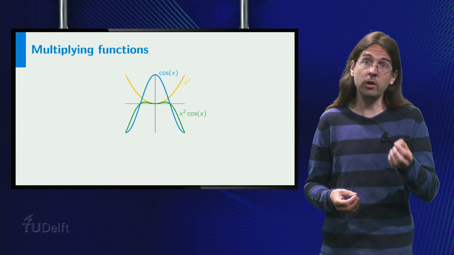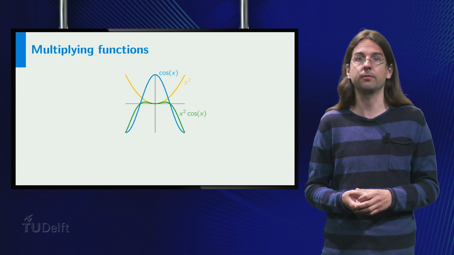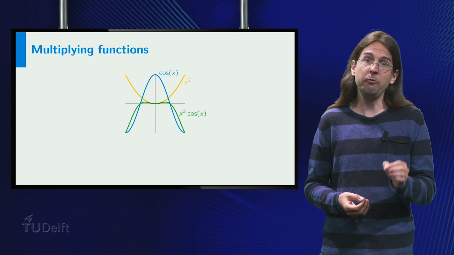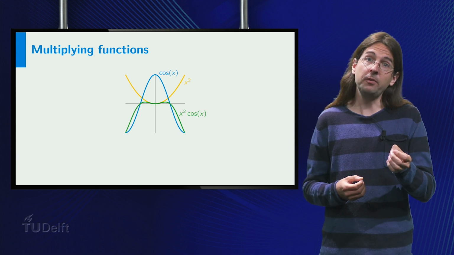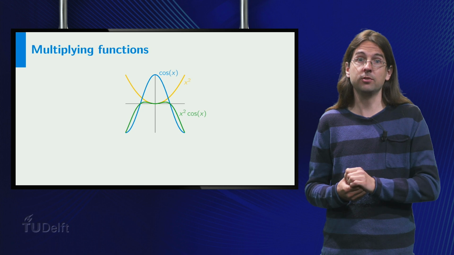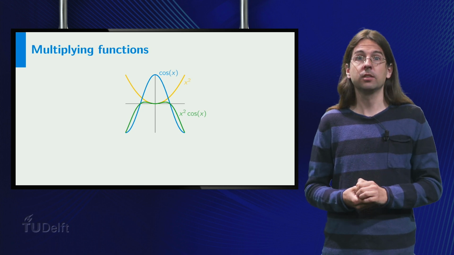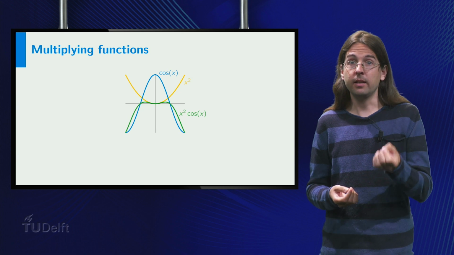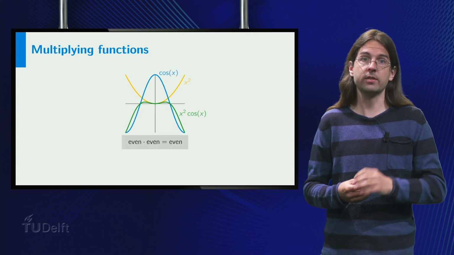Now consider the product of two even functions. For example, x squared times cosine of x. Where both functions are positive, their product is as well. And where one function is negative, the product becomes negative. As you can see, the resulting function is again even, and indeed, the product of two even functions is always even itself.